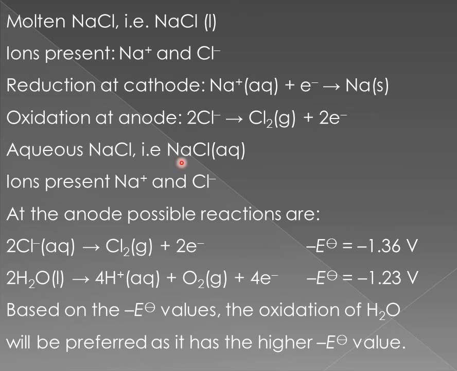But for aqueous sodium chloride, we have sodium ion and chloride anion, and at the anode the possible reactions are: chloride can be oxidized into chlorine, but also the water molecule can be oxidized into oxygen and 4H plus. As we discussed before, we need to compare the standard electrode potential of both, and the higher one is more preferentially oxidized. So the oxidation of water will be preferred as it has the higher standard electrode potential value.